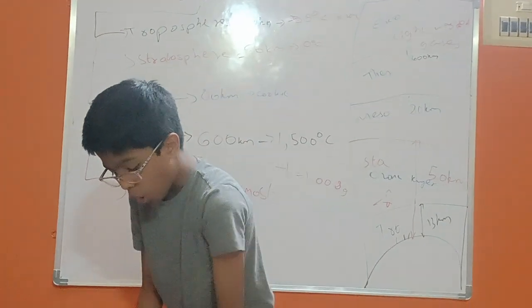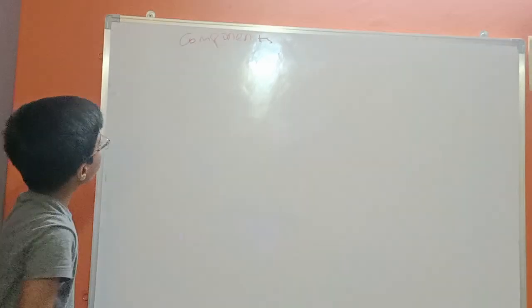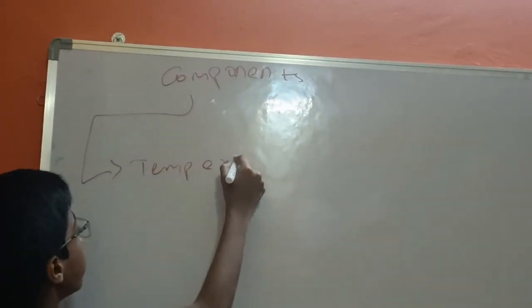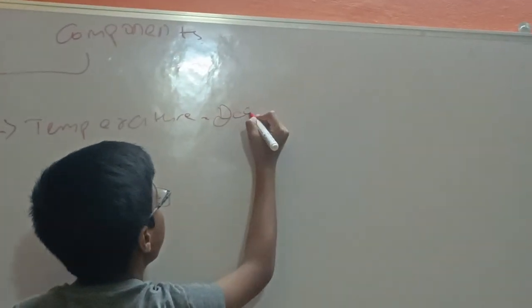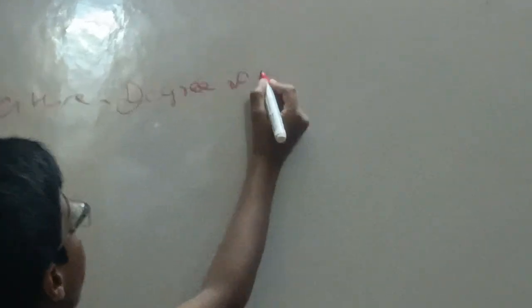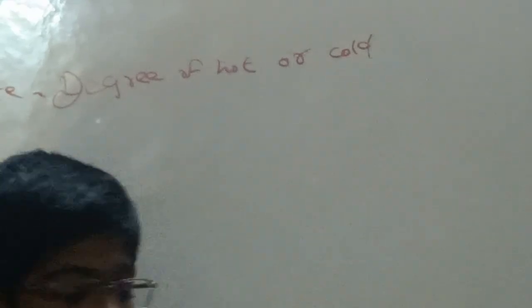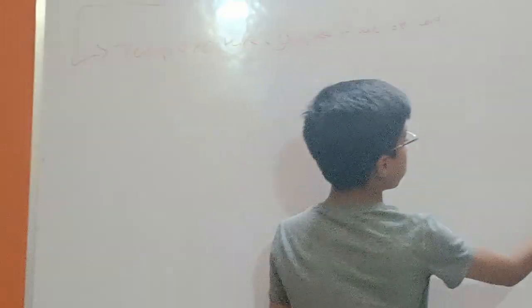Next, components of the atmosphere. There are 4 components of the atmosphere. First one, temperature. The degree of hotness or coldness is known as temperature. Temperature zones, there are mainly 5 temperature zones on our Earth.